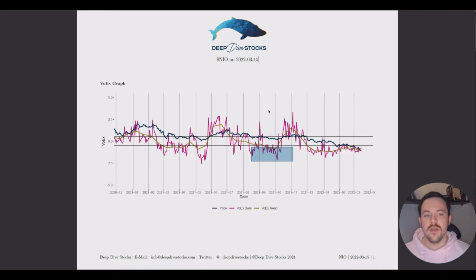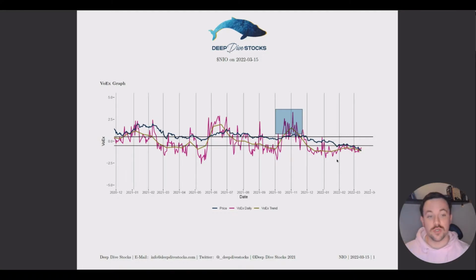For instance, when VoEx goes above the top horizontal line, or the inhibition zone, we typically see that the price action that provoked that VoEx behavior gets worked against. So every time VoEx goes above the inhibition line, the price will usually fall back down. We see that in June of 2021, and we see that again in November of 2021.